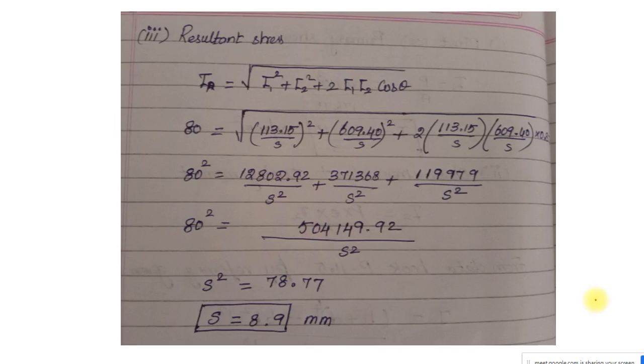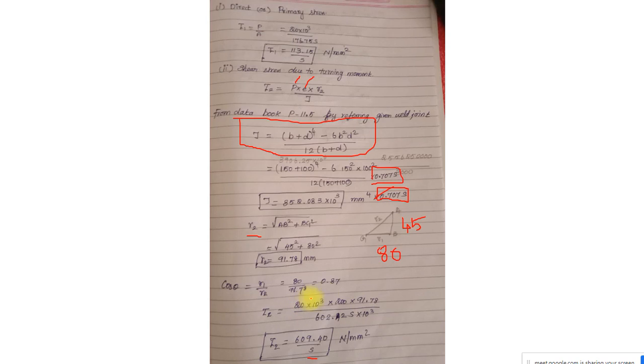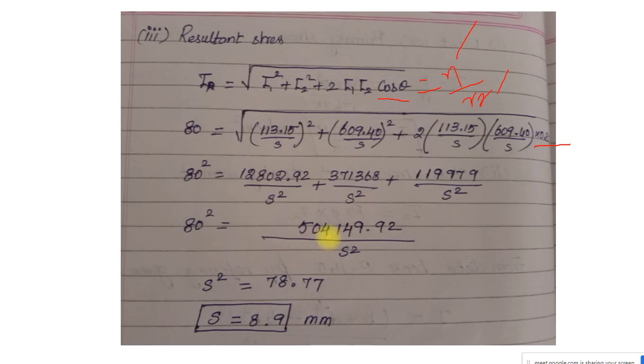The final thing is the resultant stress. The formula for resultant stress is sigma 1 square plus sigma 2 square plus 2 into sigma 1 into sigma 2 into cos theta. So I need to find out the cos theta value. Cos theta is nothing but R1 divided by R2. So I know the R1 value, I know the R2 value. So I have the cos theta value, which I found in my previous step, 0.87. If I substitute this particular value, I can directly find out the value of the weld size, which is 8.9 millimeter.